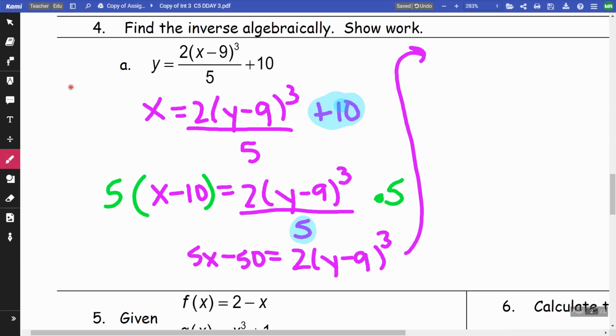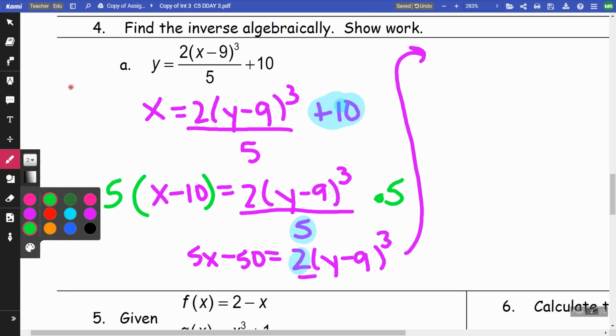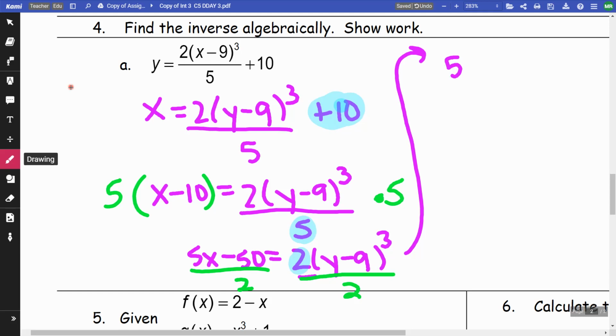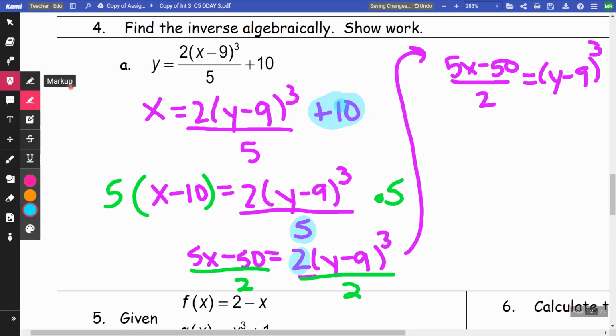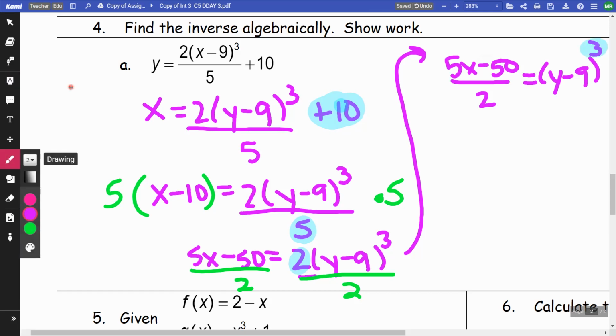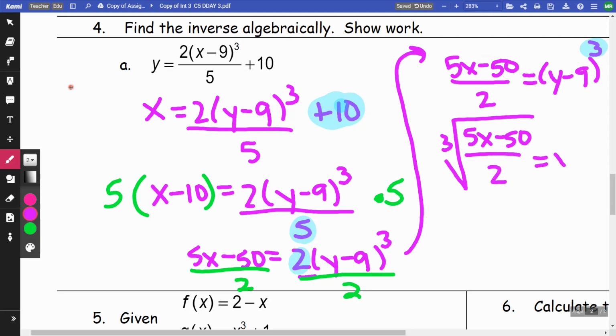And then I want to get rid of this 2. So I'm going to divide by 2. I'm going to divide this side by 2 and this side by 2. And when I do that, I'm going to get (5x minus 50) over 2 is equal to (y minus 9) cubed. And then I need to get rid of the cube by cube rooting. So I'm going to take the cube root of (5x minus 50) over 2 is equal to y minus 9.